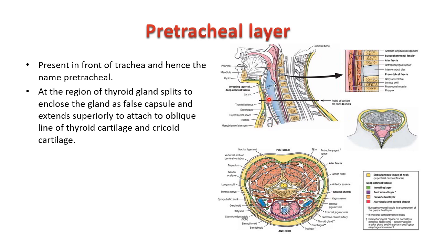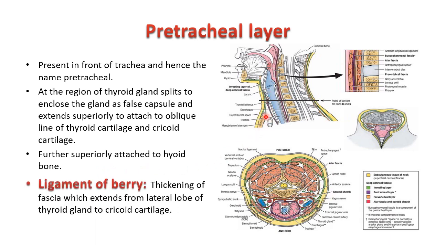It splits to enclose the thyroid gland. Okay, and superiorly, after enclosing the thyroid gland, it attaches to the oblique line of the thyroid cartilage, and further above it attaches to the hyoid bone. Okay, those are the attachments of the pretracheal layer.